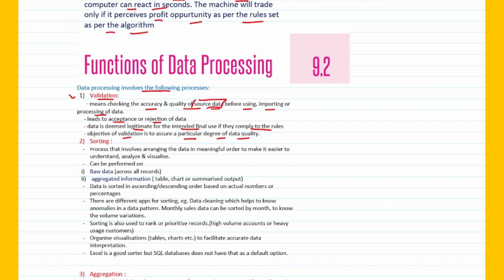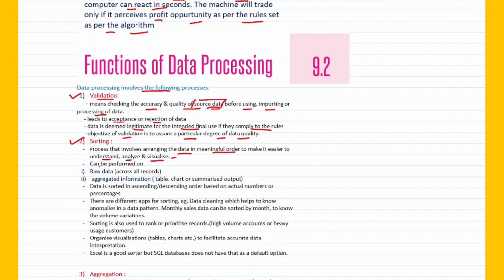So the next step that we move on to is sorting. Now what do you mean by sorting? Sorting simply means arranging data in a meaningful order. You sort things to make them easier to understand, analyze and visualize. So if the sorting is done in a proper manner, it will help you to understand the data, analyze it for the business purpose, and make predictions for the business accordingly. So that is to visualize.